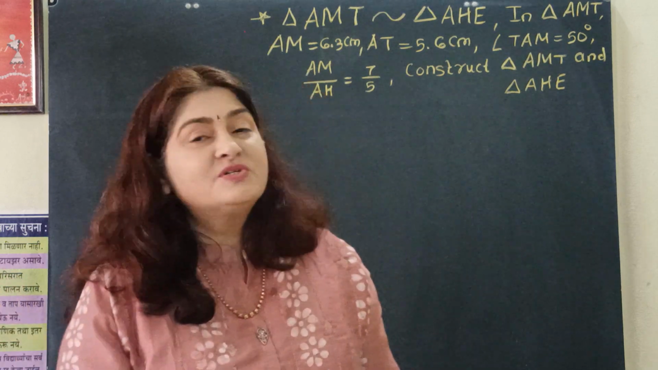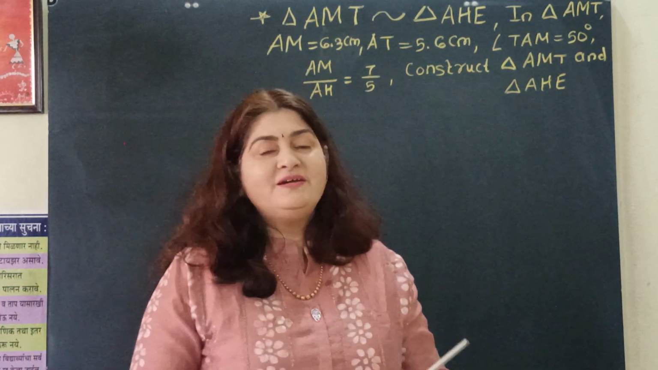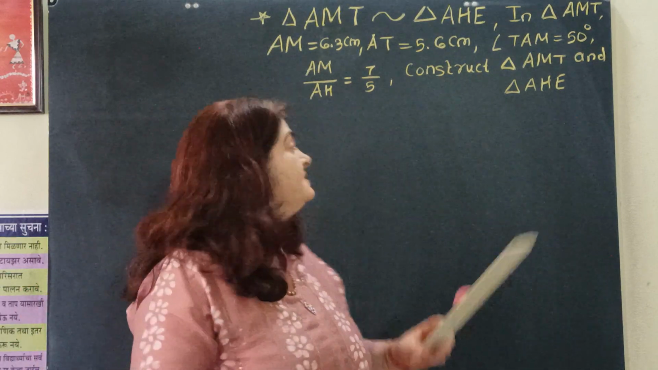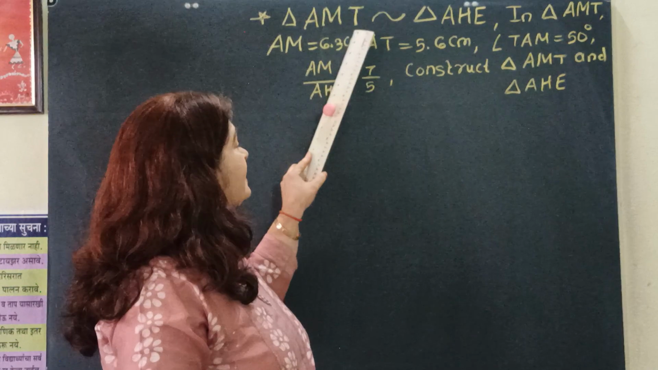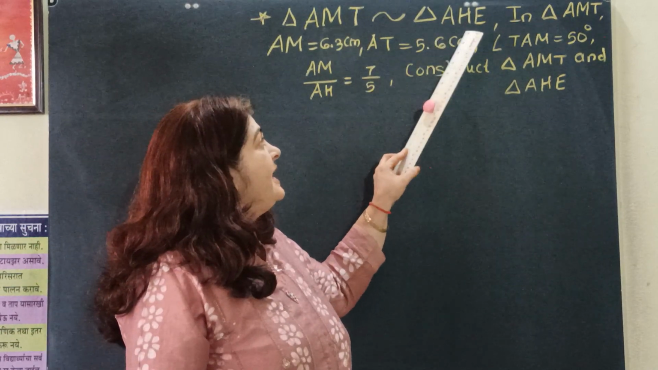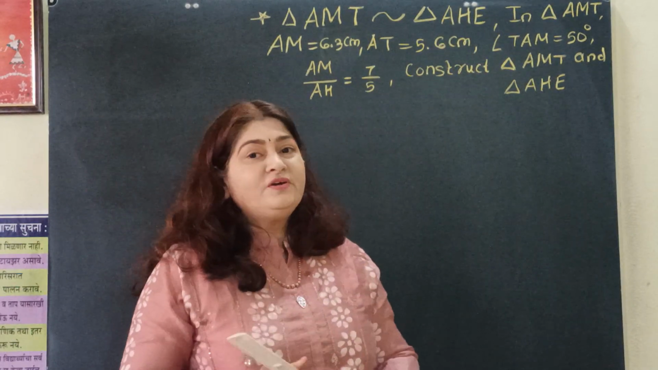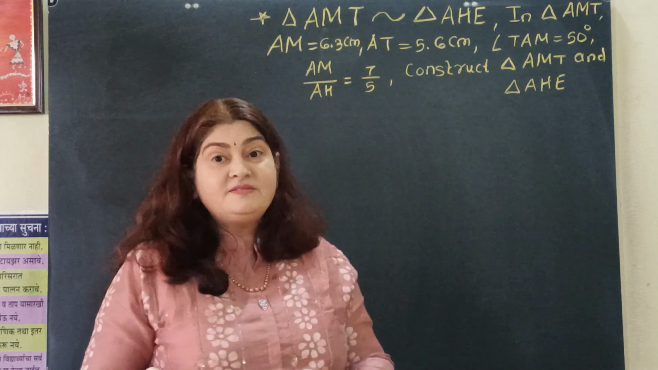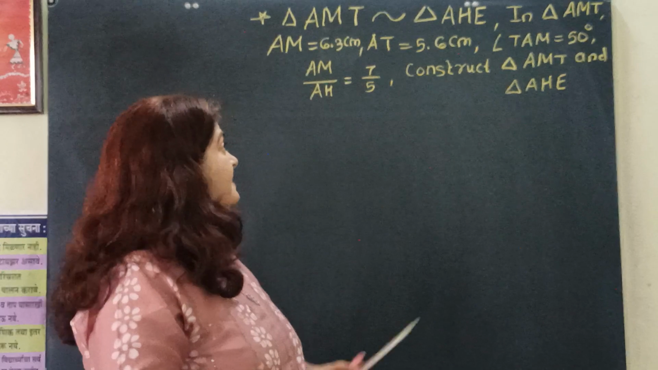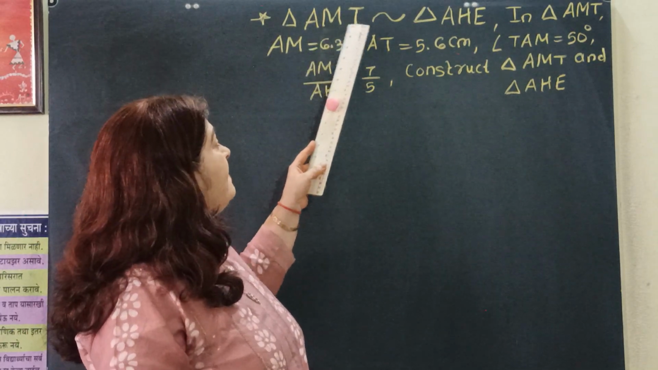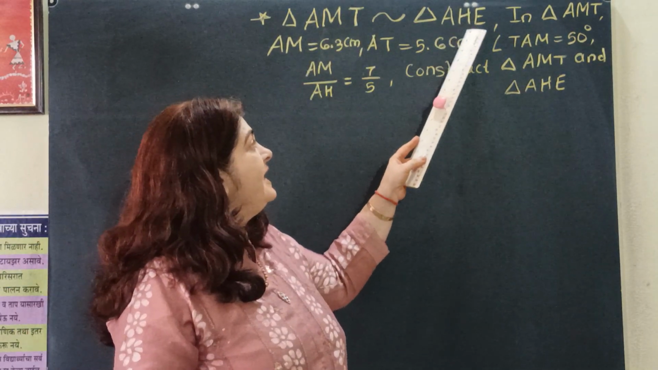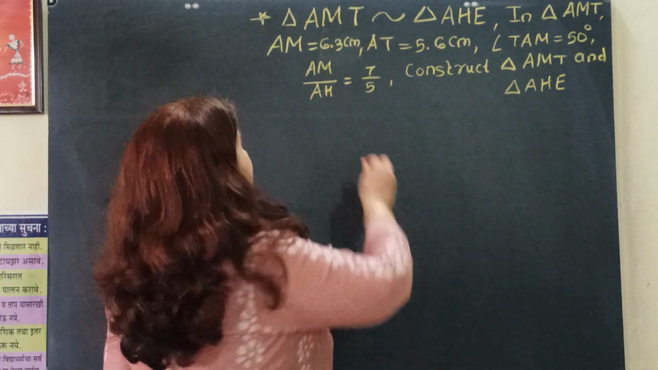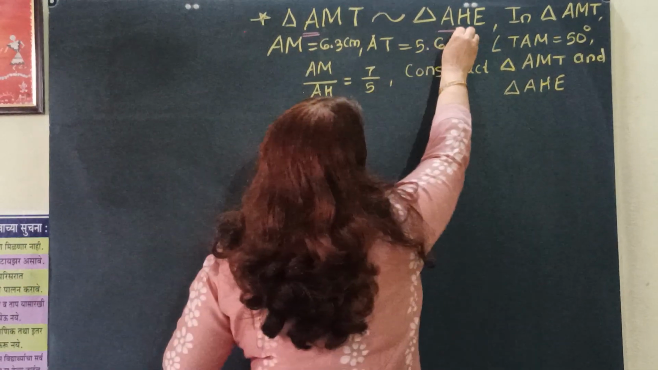Today we are going to study how to draw similar triangles. Here we are going to draw two similar triangles, triangle AMT and triangle AHE. But one important thing is very different from other similar triangles: in both triangle AMT and triangle AHE, one vertex A is a common vertex.